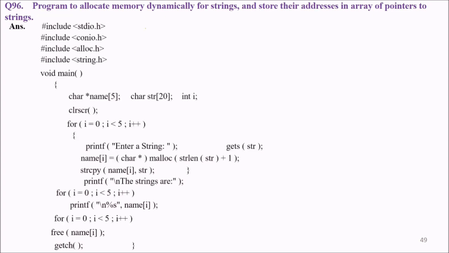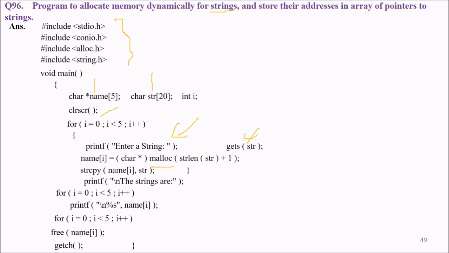Program to allocate memory dynamically for strings and store their addresses in an array of pointers to strings. Can you make a program like this? So this is the program to allocate memory dynamically for strings and store their addresses in an array of pointers to strings. Array of pointers. So these are the include files. We have a character array, say name, a character string, and int i. This is clear screen. This is a for loop. We want to accept the string from the user. So we do a printf, enter a string on the console, then we say gets, so the string will be received from the user.